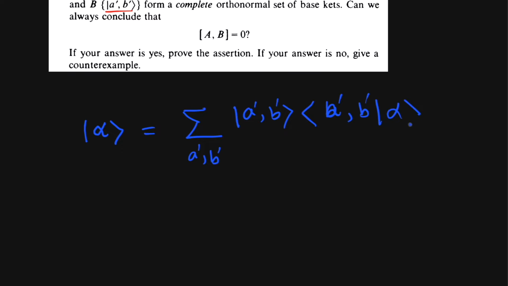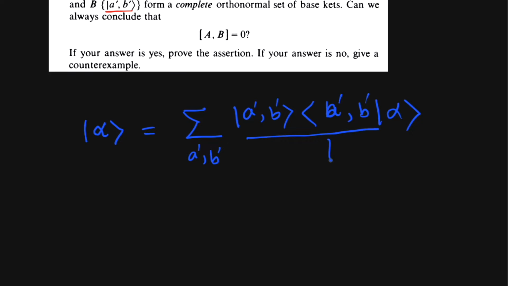Suppose an arbitrary eigenvector alpha. Since these kets are complete and orthonormal, they can be the basis of the ket vector space. That means alpha can be represented in terms of these kets. That means alpha can be written as the summation over a', b' of |a', b'><a', b'|alpha>.